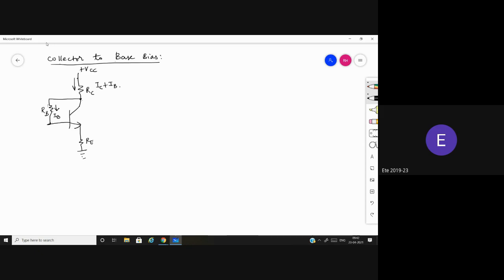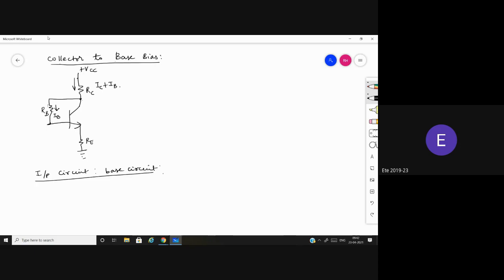Now we will do the analysis. For analysis, as we know, we are going to consider two cases. One is the input circuit and the other one is the output circuit. The input circuit is also known as the base circuit.